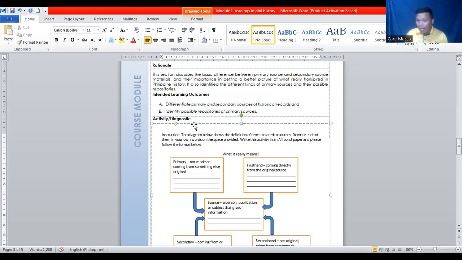I have to remind you again, ang inyong module output should be in an A4 bond paper and you have to put a cover page. Bisan pag dili ninyo drawing-drawingan diha, basta naay cover page. Unsay nakabutang sa cover page? Readings in Philippine History. Submitted to Mr. Eric Macanim. Submitted by, inyong pangalan. Okay?